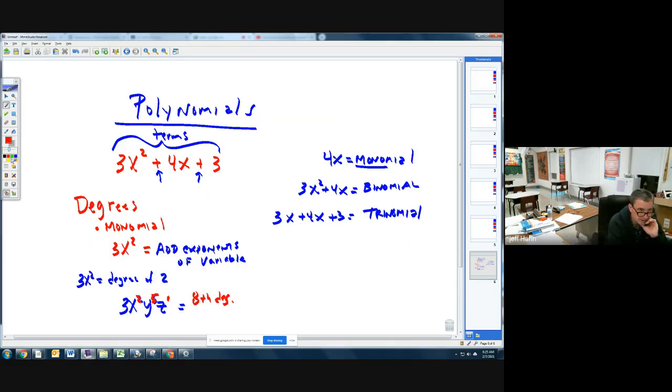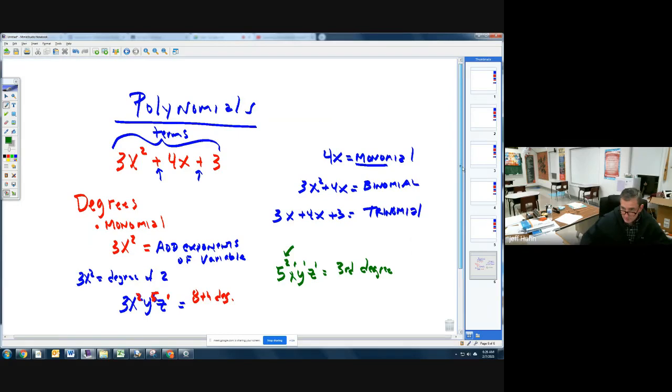If by some chance you came across 5 squared x y z, the degree of that is just a 3rd degree monomial because you don't count the exponents of numbers. You only count the exponents of the letters, and that's 1 plus 1 plus 1. It's a third degree monomial.